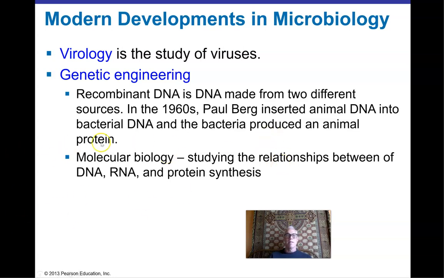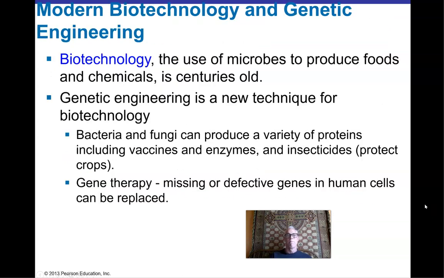Molecular biology is the study of the relationship between DNA, RNA, and proteins and the way they're produced in cells. Biotechnology is using microbes for producing products that we find useful. As we said earlier, there's a whole bunch of foods that are produced by fermentation, cheeses and yogurts and so forth. But there's all kinds of industrial chemicals like acetone that are produced by biotechnology using microbes. Genetic engineering has opened up biotechnology in a big way because we can genetically modify microorganisms to produce products that we're interested in that they didn't produce before.